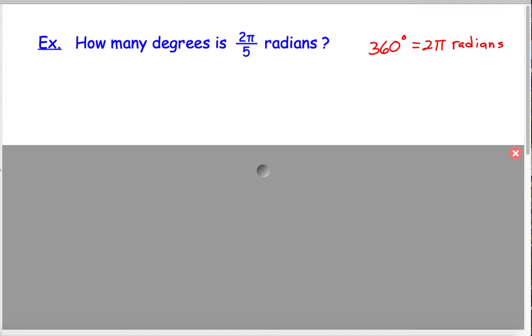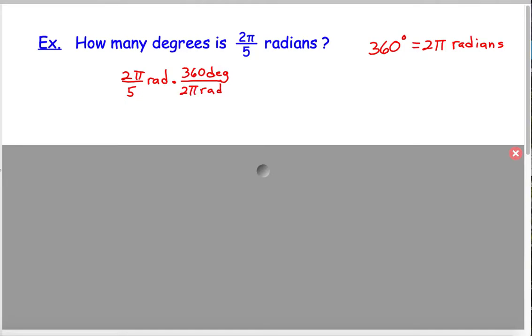All right, so I want to convert this. I have 2 pi over 5 radians. Now that's an expression. It's not an equation. So the only thing I'm allowed to do with an expression is to multiply by a form of 1. You might have done some dimensional analysis, so it's the same idea here. I want to get rid of radians, so I want to put radians in the bottom of my fraction, and I want to put degrees in the top of my fraction. And I know that 360 degrees is equal to 2 pi radians.